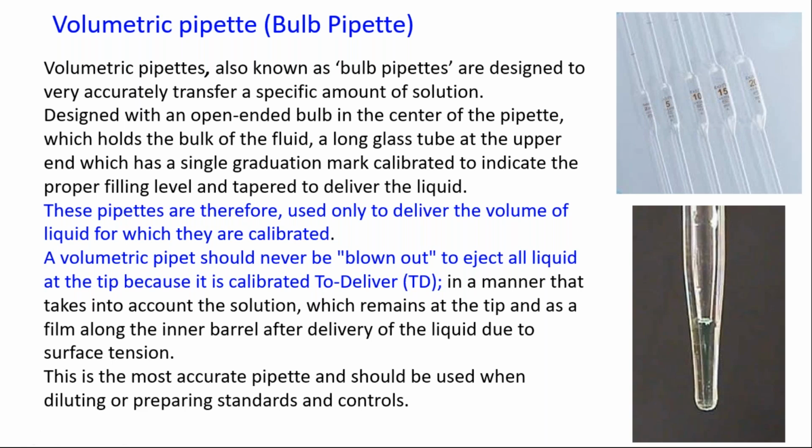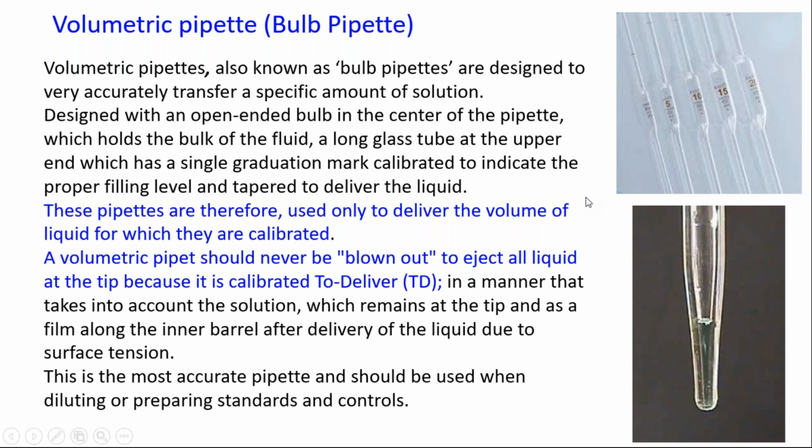They are open-ended. They have a long glass tube at the upper end and at the lower end, there is a single graduation mark, and these pipettes are all designed and calibrated to deliver. So if it says 5 ml, it will deliver 5 ml. If it says 25, it will deliver 25 ml.